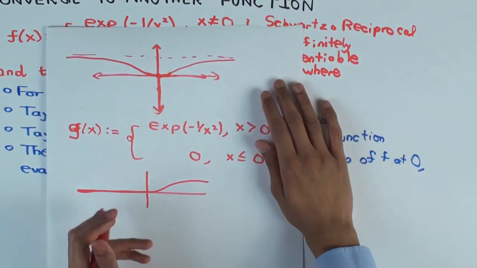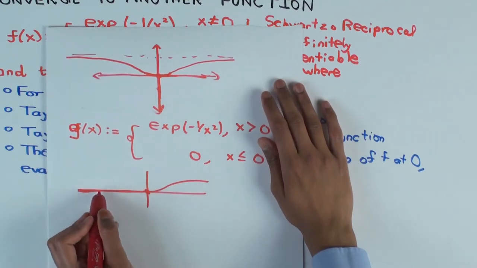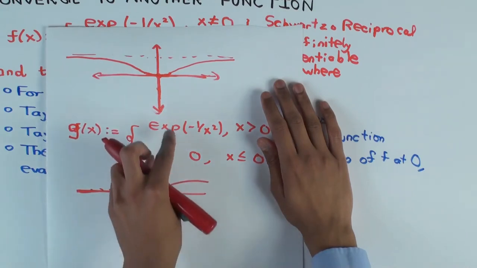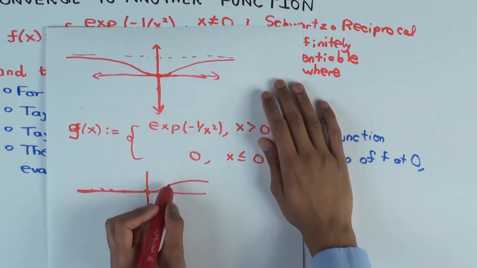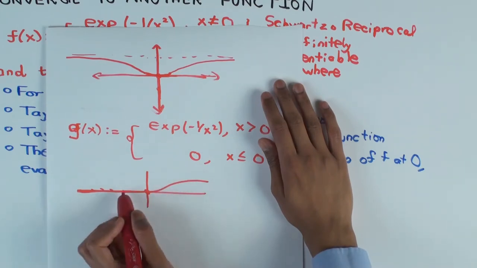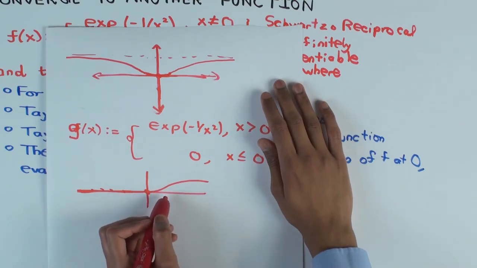The same is true for g. Well, g is infinitely differentiable everywhere. At any point other than zero, it's in one of these pieces, and within each piece, the power series converges to the function. However, at zero, the power series is just a zero series, and it converges to the function on the left side, but not on the right side.